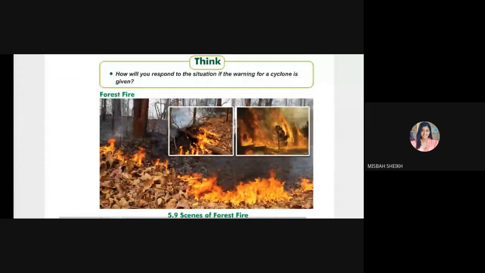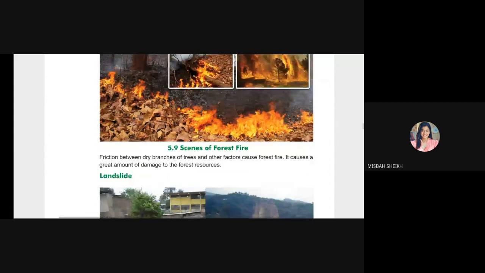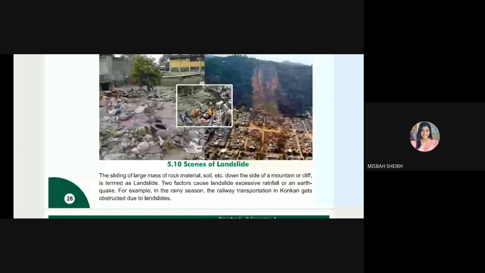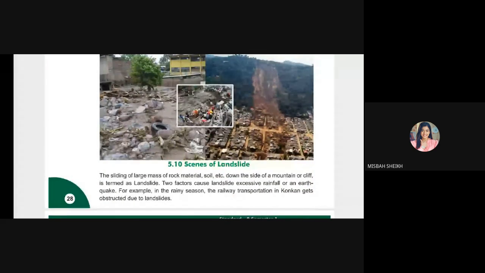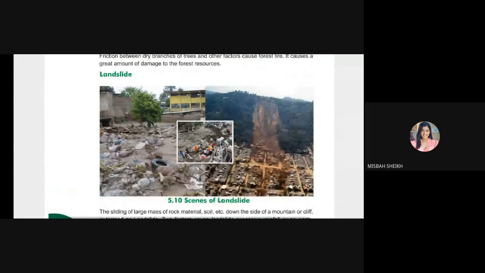So see, this is the picture of forest fire. It is happening due to the friction of dry branches, and this causes other factors of the forest also to be disrupted. What is landslide? Landslide means mountains are sliding. As they slide, the rock material and soil come down with the cliff, and that is known as landslide. Why is it happening? Due to excessive rainfall or due to an earthquake. This way the destruction happens. You can see the picture. Clear?